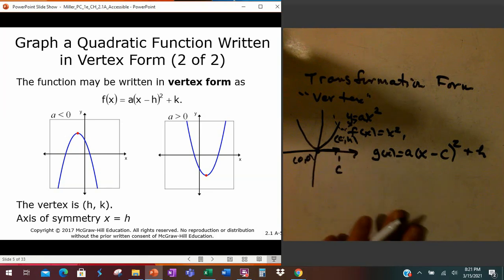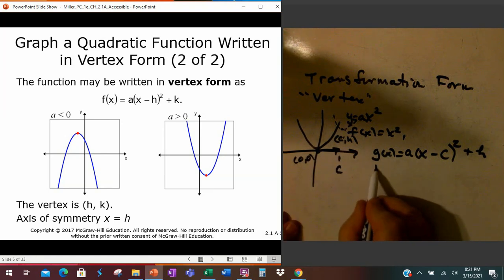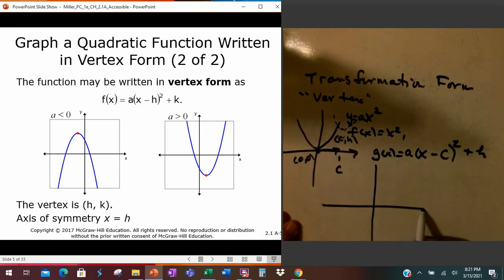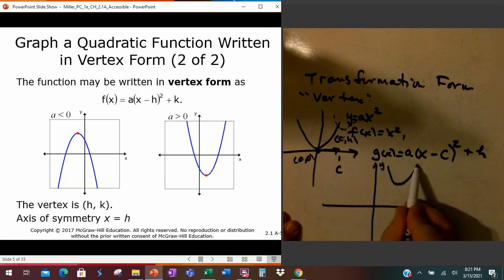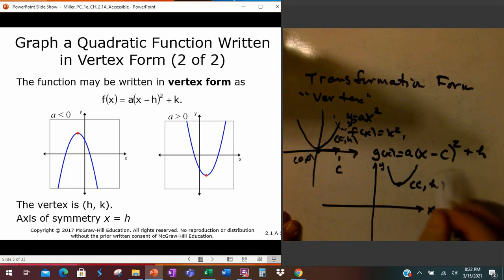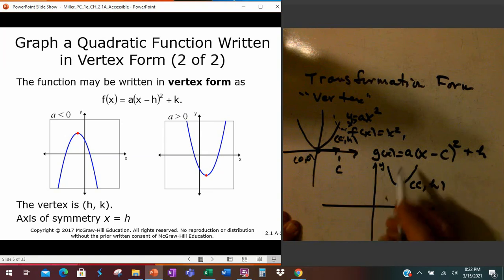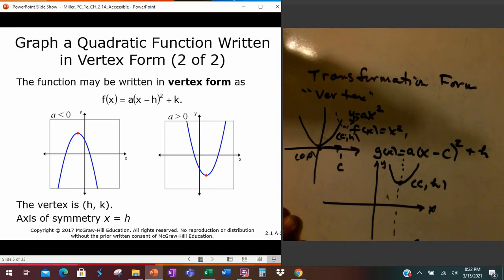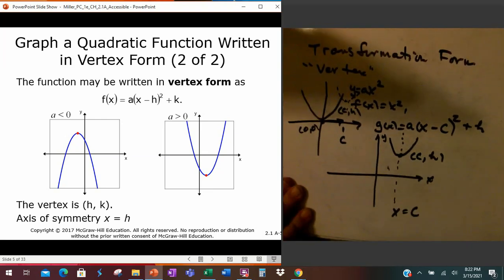Okay, so one more piece of information. So I'm going to go down and I'm just going to do just the graph. So here's the generic graph. Now here's our vertex, and that vertex is (c, h): c units to the right and h up. That's our vertex. And this line that goes right through the vertex, x equal to c, we call this the line of symmetry.